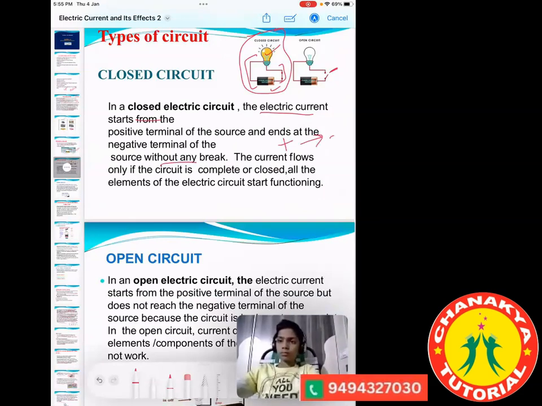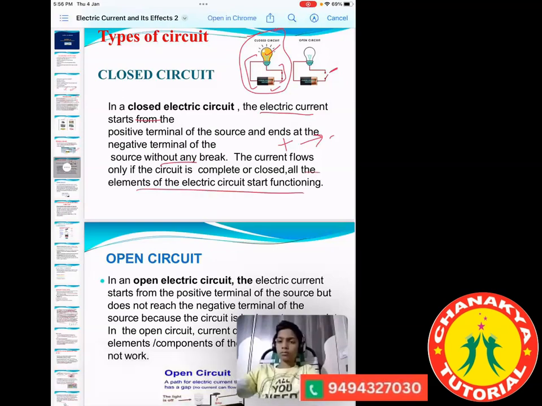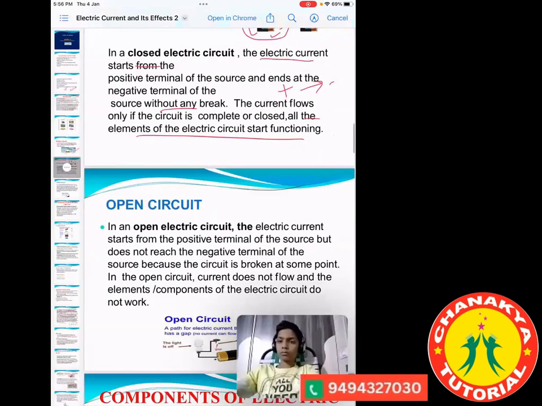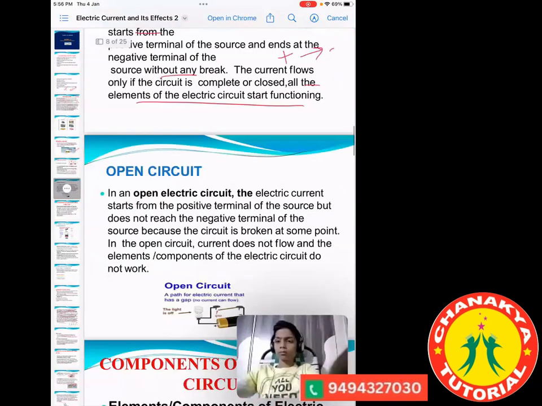The current flows only if the circuit is complete or closed. So if the circuit is complete, then only the current will start flowing, otherwise not. All the elements of the electric circuit start functioning. So when it is closed, all the elements will start working together.